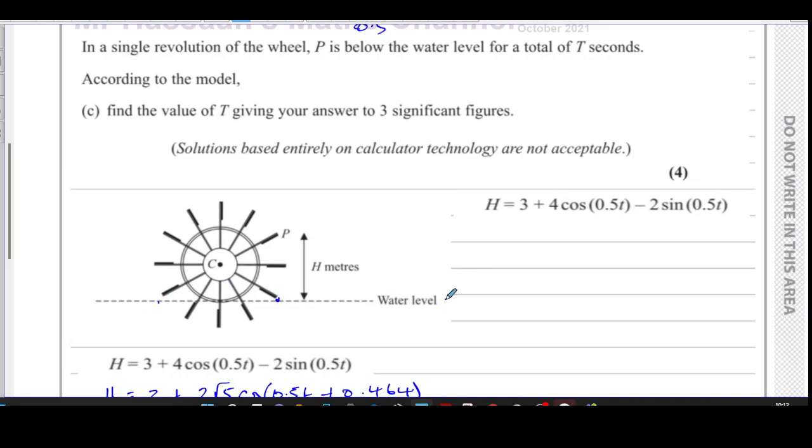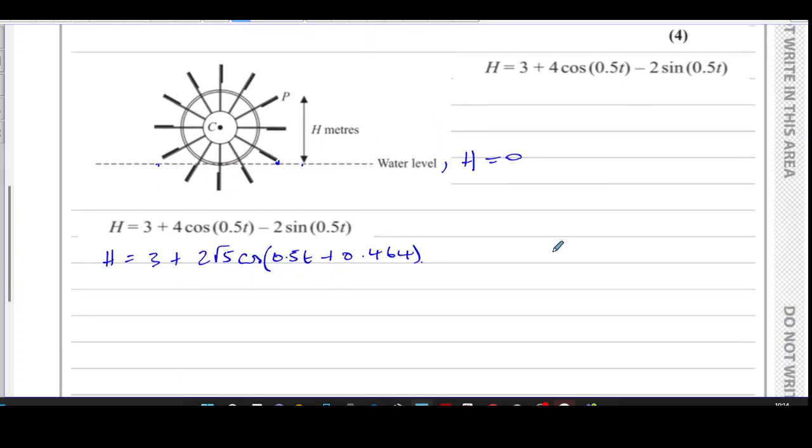Now, at the water level the value of h is 0, as h is the height above the water level. So if we find when it is actually at the water level, and the difference between those two times, that will give us what we're looking for. So we have to solve the equation with this equal to 0. That's another application of expressing this in this form: solving the equation is much easier because we only have one trig ratio.